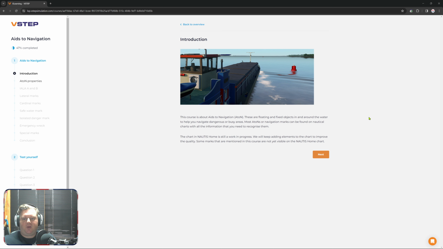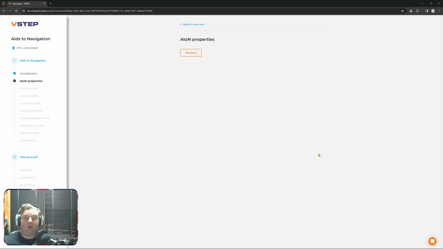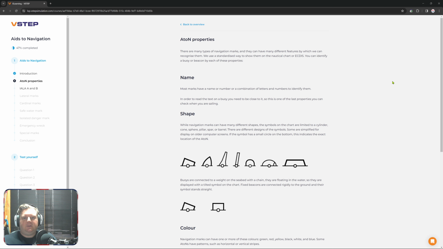Most A to Ns or navigation marks can be found on nautical charts with all the information that you need to recognise them. The chart in NAUTIS Home is still a work in progress. Fair enough. We will keep adding elements to the chart to improve the quality. Some marks that are mentioned in this course are not yet visible on the NAUTIS Home chart, so bear that in mind. A to N properties. There are many types of navigation marks. I'm going to learn a lot here today.